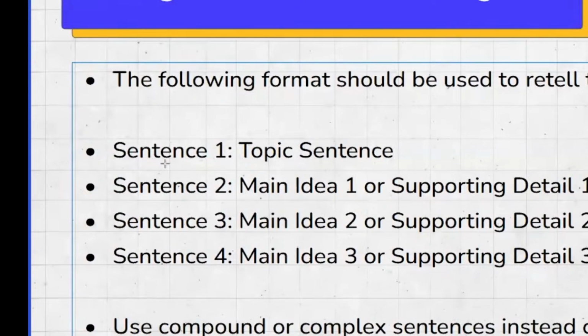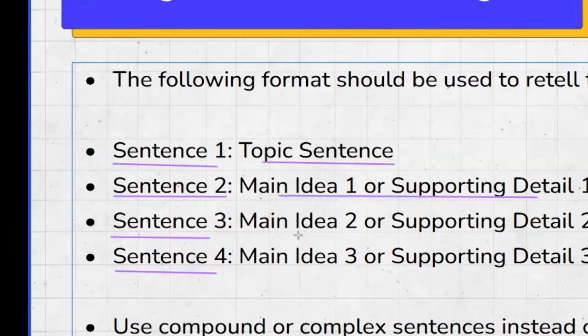The first sentence in your response is going to be the topic sentence. What exactly is a topic sentence, students? Well, it is the opening line which tells us the topic or the main idea of the entire lecture. And then you go ahead to construct your sentences number 2, 3, and 4, which would include your main ideas and your supporting details, right? The last line has to be a concluding sentence, which could help you to do a rounding off.